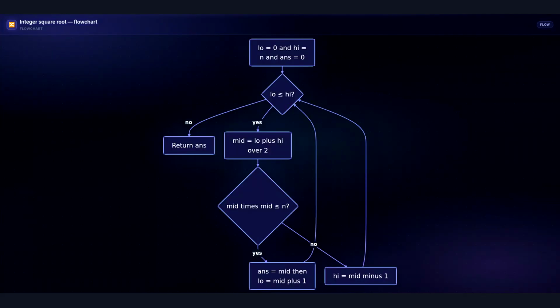The whole shape. Low is 0, high is n, and ans is 0. While the range is open, take the middle. If the middle squared is at most n, save it and move low up. Otherwise, move high down. When the range closes, return the saved answer.